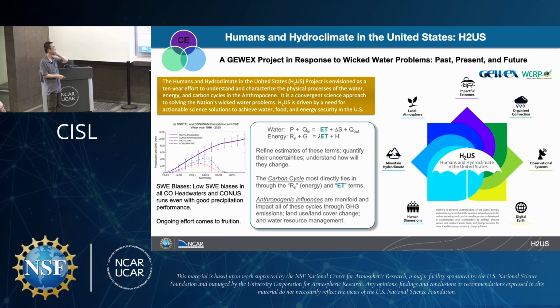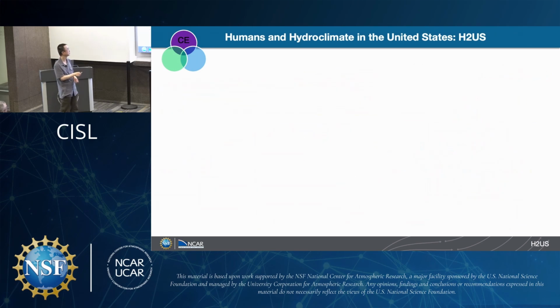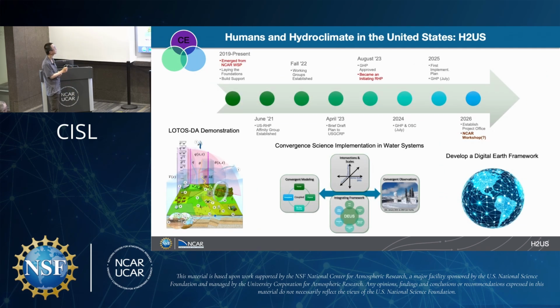And the very first project that we had is the SWE bias issue that I mentioned. All our model simulations have very good agreement in terms of precipitation. That's the top line. But we always underestimate the solid snow on the ground. It persists throughout 20 years. So we now have a very concentrated effort. The effort comes to fruition soon, so we'll have a paper out soon to reveal the problem.